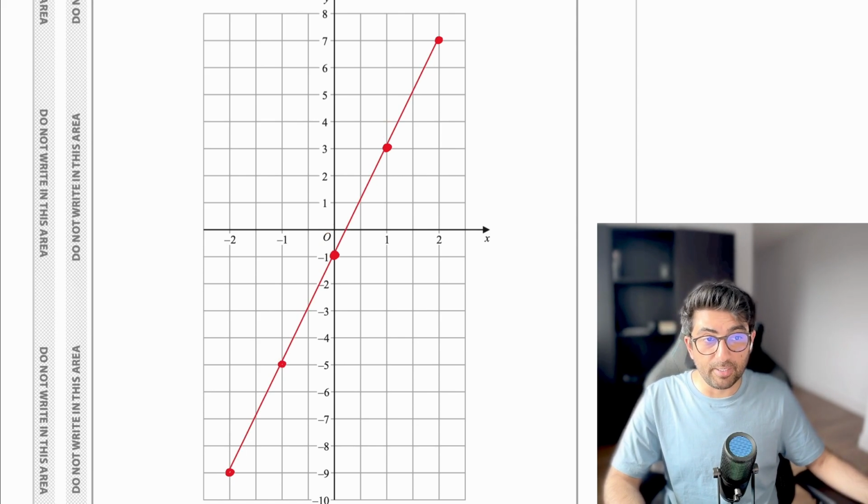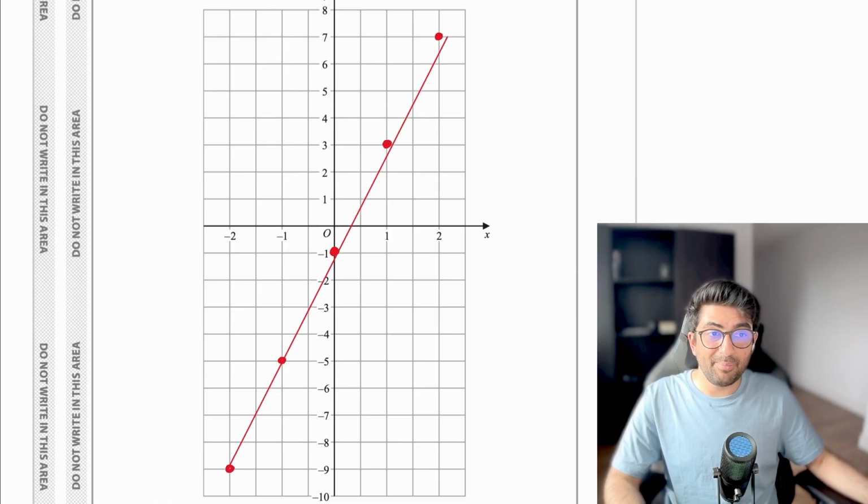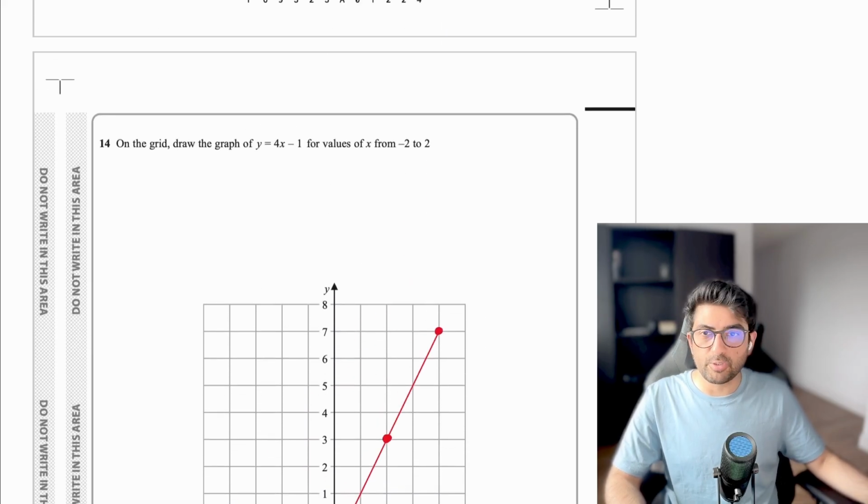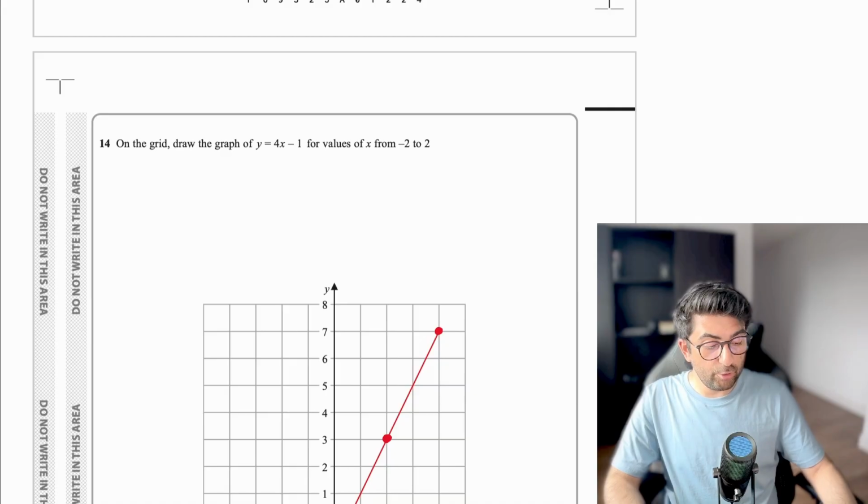So it should look something like this. I'm now going to draw the table, and let's see if I got it right without the table. Okay, so the table should look something like this. It should have an X row and a Y row. So let's start with X, a row of X and a row of Y.